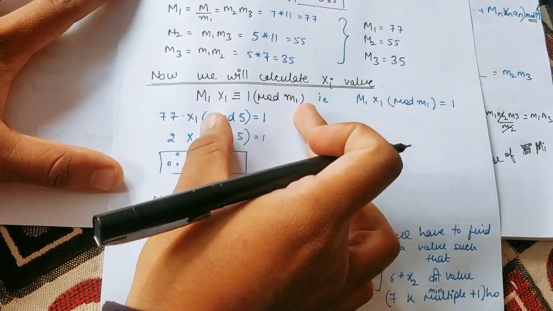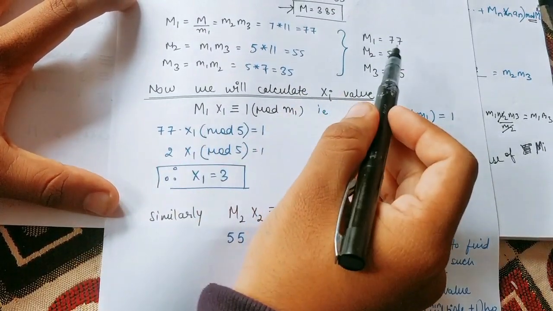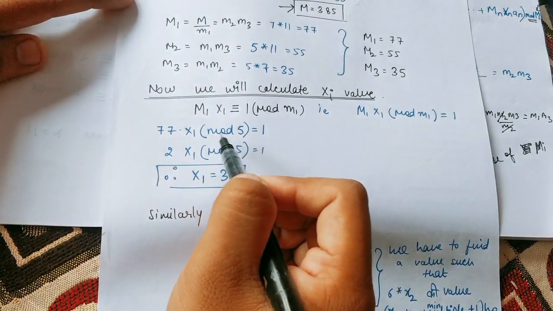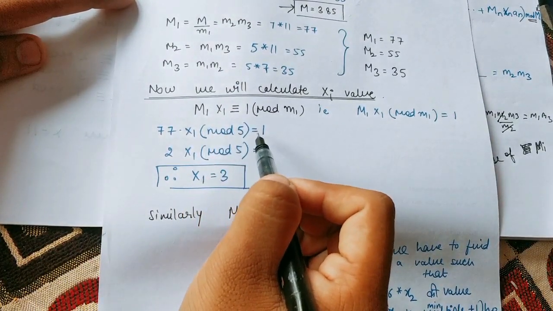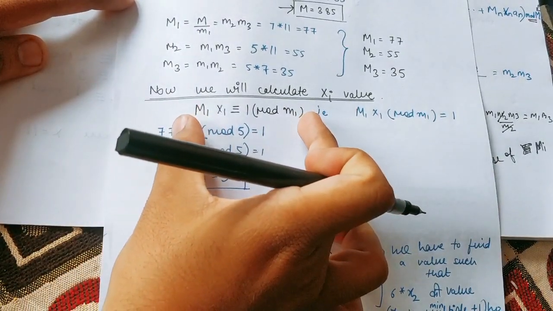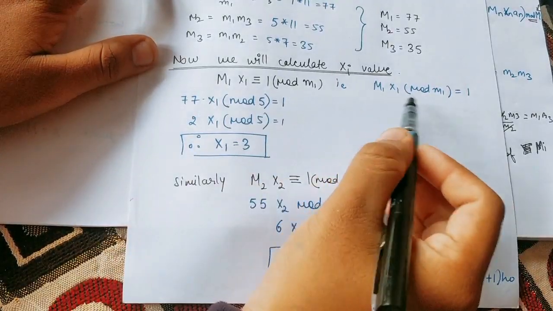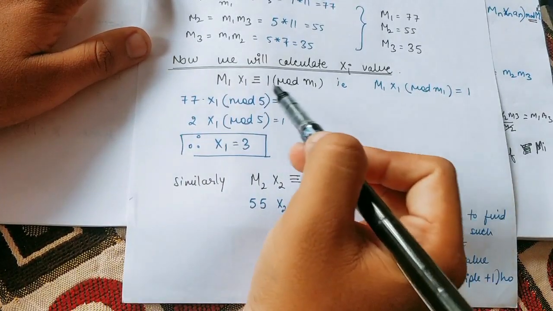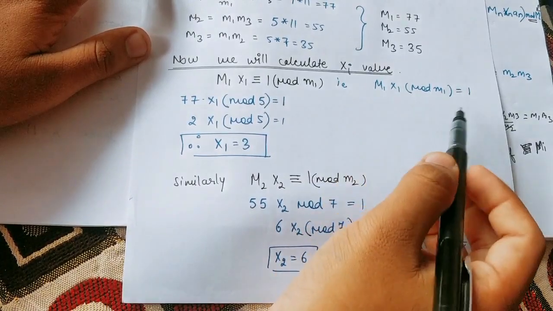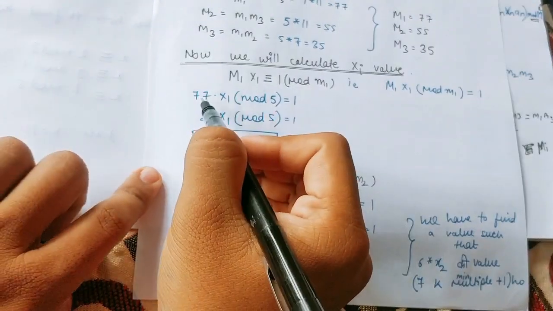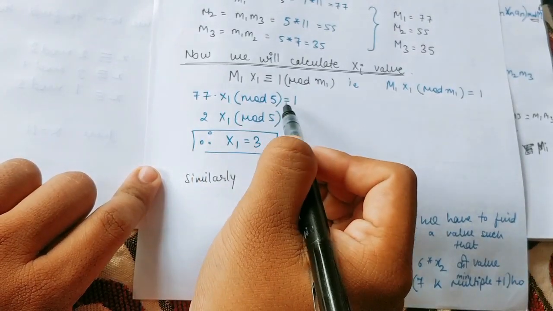When I substitute all these values, M1 we have calculated as 77. So 77 into x1, which we are supposed to find out, modulus of m1, which was 5, should be equal to 1. Why is it so? Because if we have congruent values like this, we can represent it in this way also: M1 x1 modulus of m1 is equivalent to 1. So the congruence can be extended like this. We can represent it in this form also. Now M1 value was 77, so 77 into x1 modulus of 5 should be equal to 1.